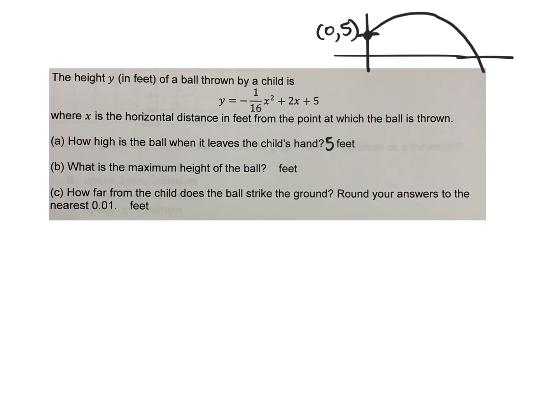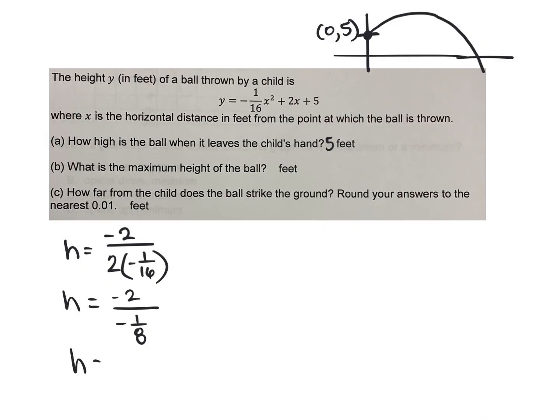So what's the maximum height of the ball? So we're going to find our vertex. So we have h is equal to negative b over 2a, so that's negative 2 over 2 times negative 1/16. So this is going to give me negative 2 divided by negative 1/8. So the negatives cancel, and this gives me 16. So it has an x coordinate. Those shouldn't be h's, I'm sorry. Those are t's. Sorry about that. The time it takes to get to its maximum height is 16 seconds.